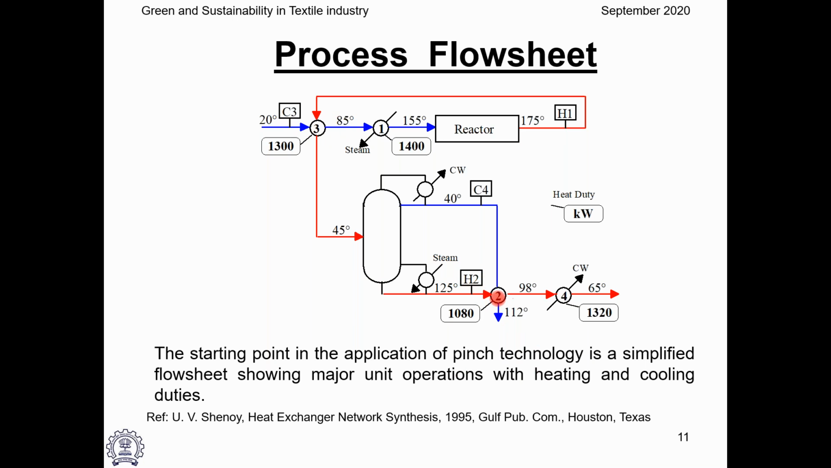That is exchanger 2. Exchanger 1 requires steam for heating the cold stream from 85 to 155, and this hot stream from 98 is cooled to 65 using cooling water. CW stands for cooling water.